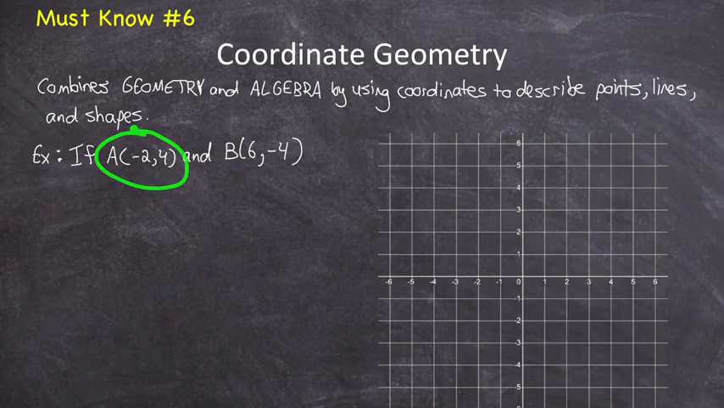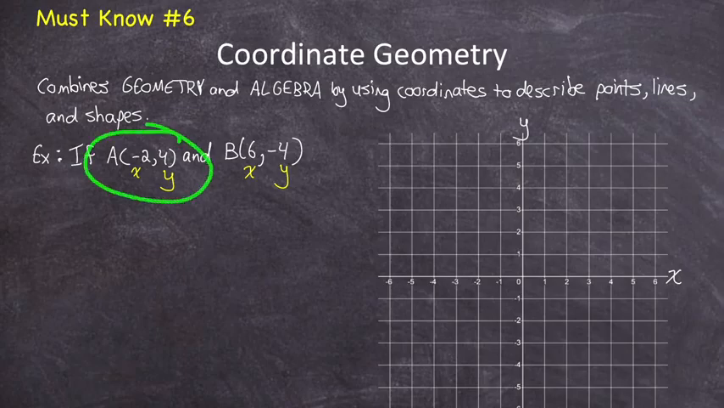Point A is at the point -2, 4, and point B is at the point 6, -4. So I can plot those on my Cartesian grid by using their x and y coordinates, where the x coordinate is the first coordinate of each pair, and the y coordinate is the second coordinate of each pair. And then I can use those coordinates to plot the points.